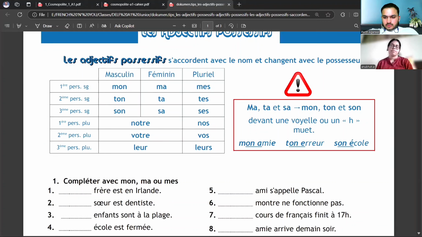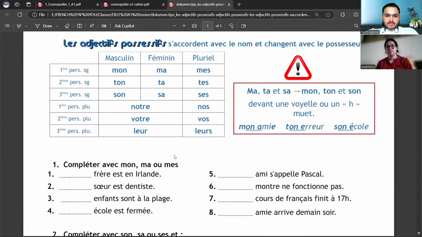I just got disconnected for some time. So to remember this, it's very, very just practice. Speak, you can just memorize it by doing like this. Mon, ma, mes, ton, ta, tes, son, sa, ses. Notre, notre, nos. Votre, votre, vos. Leur, leur, leurs.